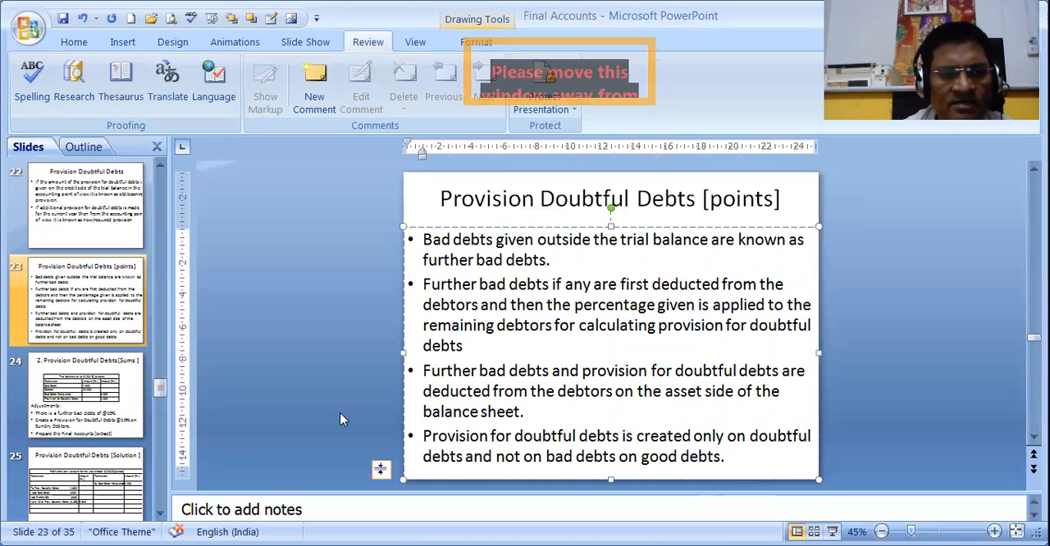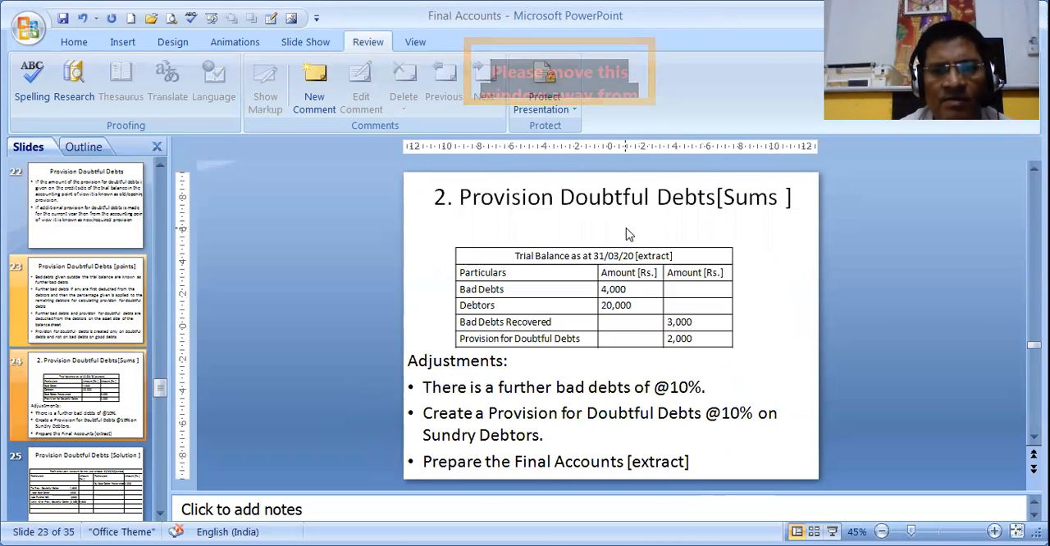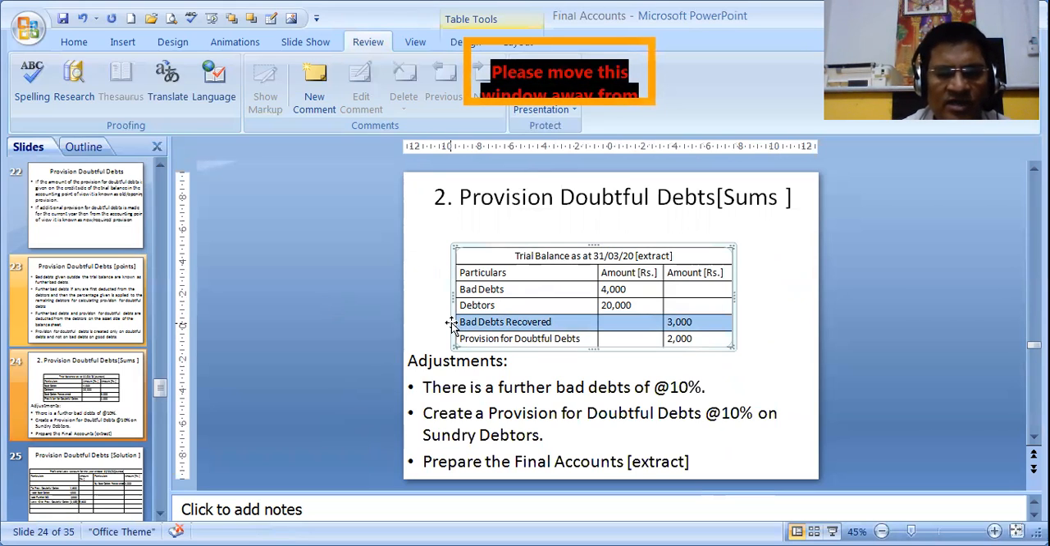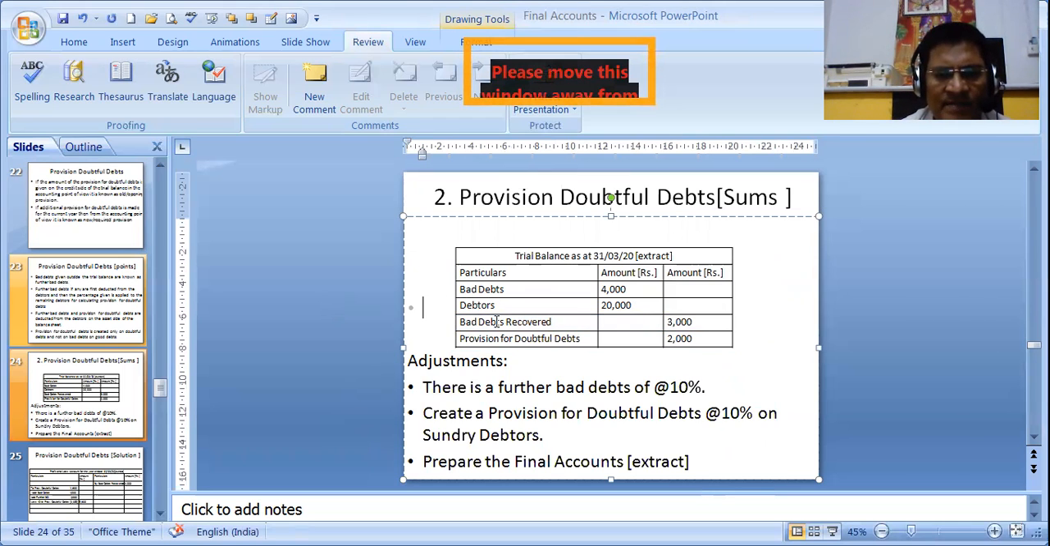Next, let's understand all this by doing a sum. Provision for doubtful debts sum. An extract of the trial balance is given: bad debts, debtors, bad debts recovered, provision for doubtful debts. These values are given over here. Now, what is the meaning of bad debts recovered? We know that bad debts are those which have turned bad; now they are paying us the money, so bad debts recovered. If it is given in the trial balance, the adjustment is already done. There is a further bad debts of 10%. One adjustment: create a provision for doubtful debts at the rate of 10% on sundry debtors.